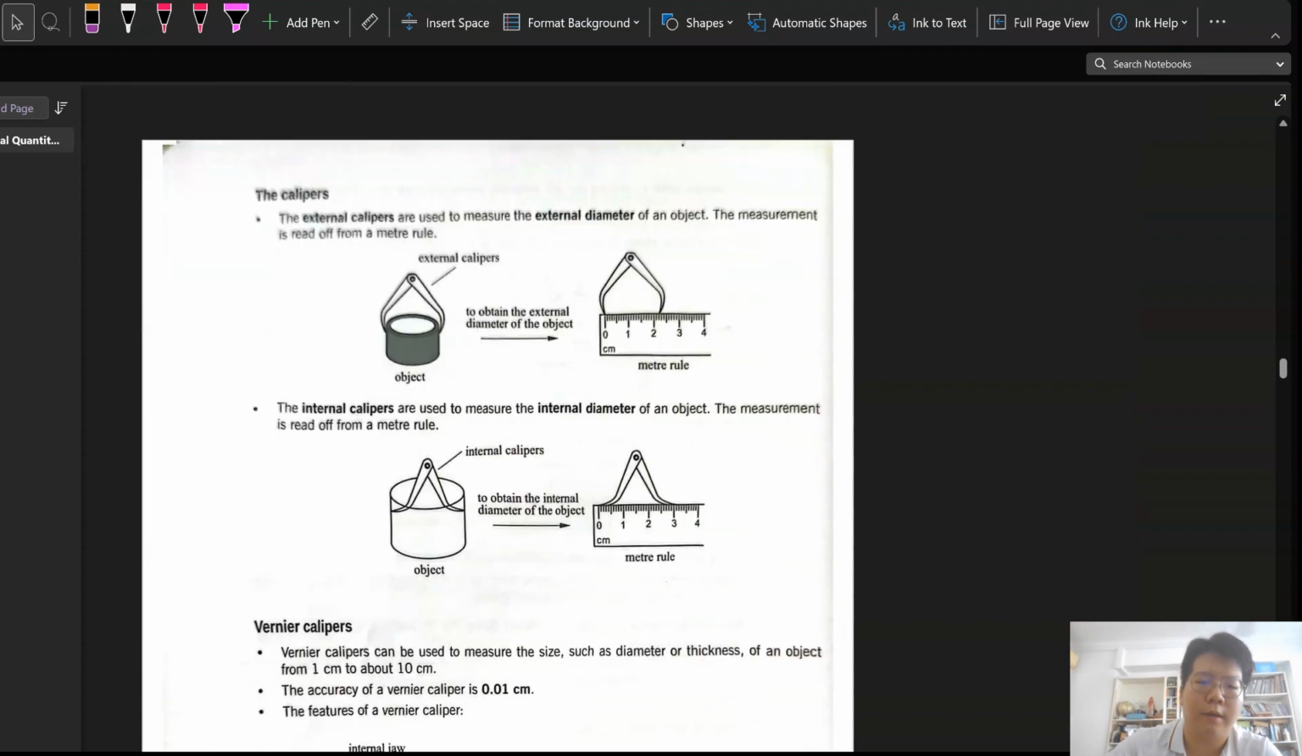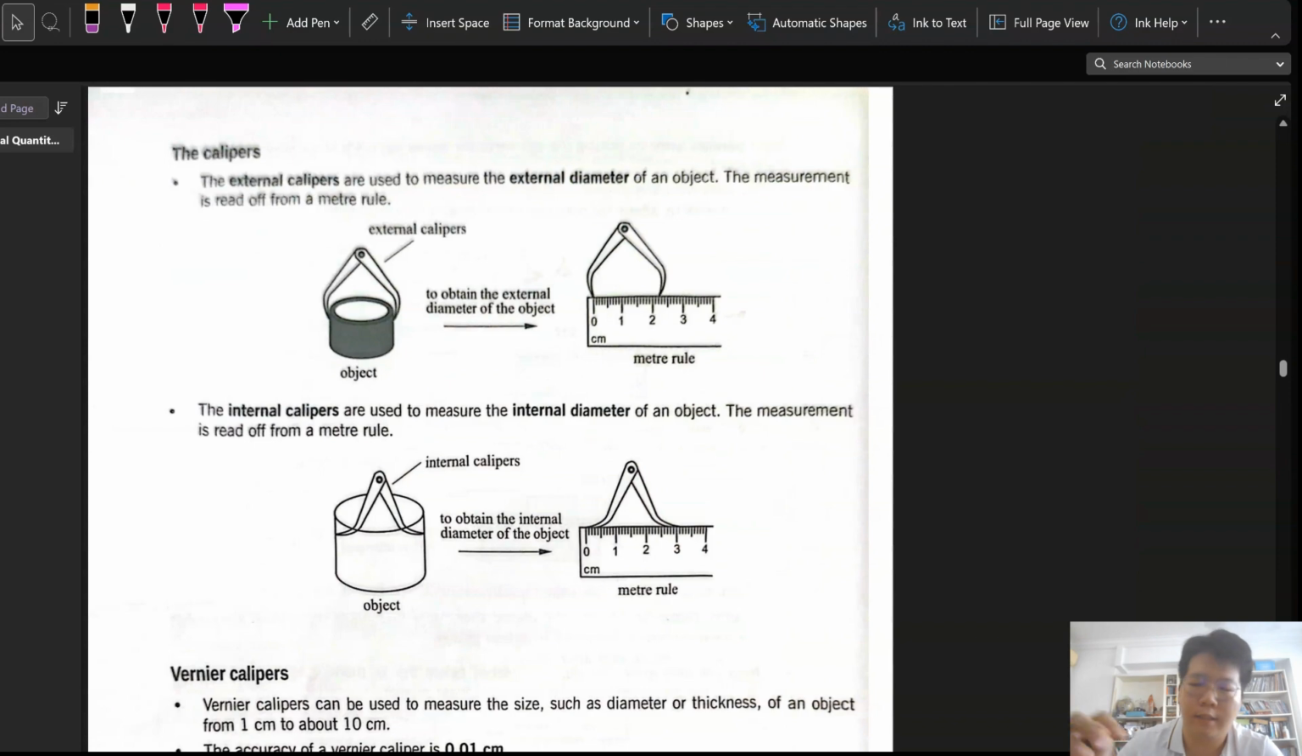Okay, so now let's move on to your external and internal calipers. External calipers, as the name suggests, is basically for measuring the external diameter of an object. So for example, over here, this external caliper can be used to measure the external diameter of this object here. This could be a PVC pipe. If we want to measure the external diameter, we'll have to use the external caliper. So what you want to do is to tighten it up over here, shift it to a meter ruler, and then read it.